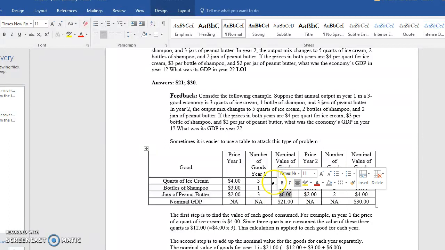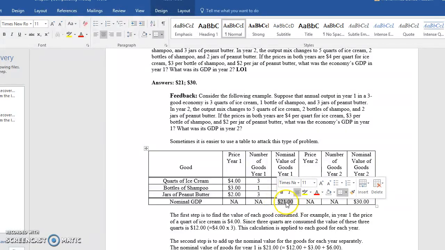So this column is giving us the value of output of each commodity, and then we add them together. So this is total value of output. This is nominal GDP of the country in year 1. And now we go to find out the value of the output produced in year 2. We know the price is the same. Look at that, price in year 1, price in year 2 same.